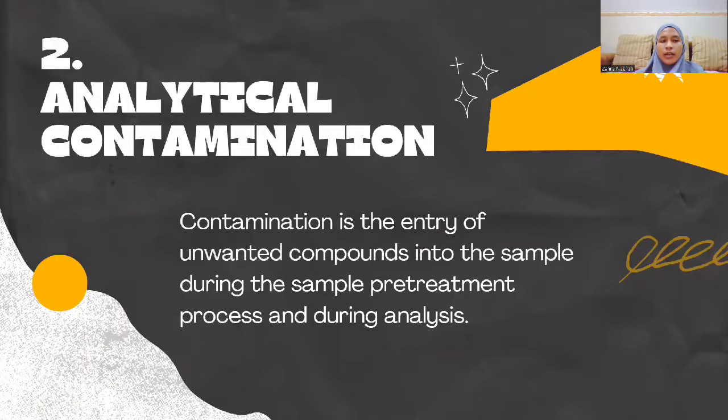Next, number 2 is analytical contamination. Contamination is the entry of unwanted compounds into the sample during the sample pre-treatment process and during analysis. The simplest way to avoid atmospheric contamination is to cover the sample solution during the preparation and analysis process. Contamination of the glass caused by attack.